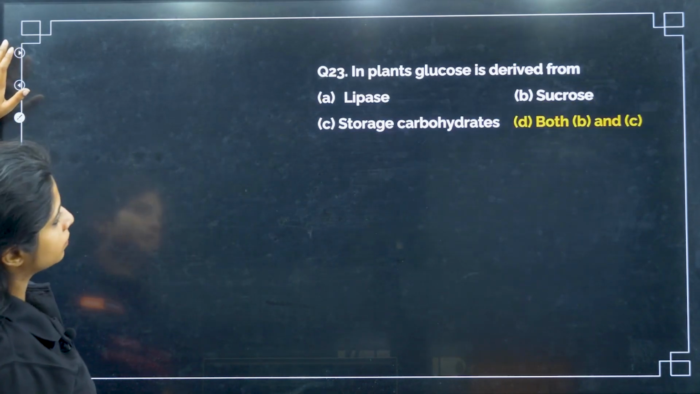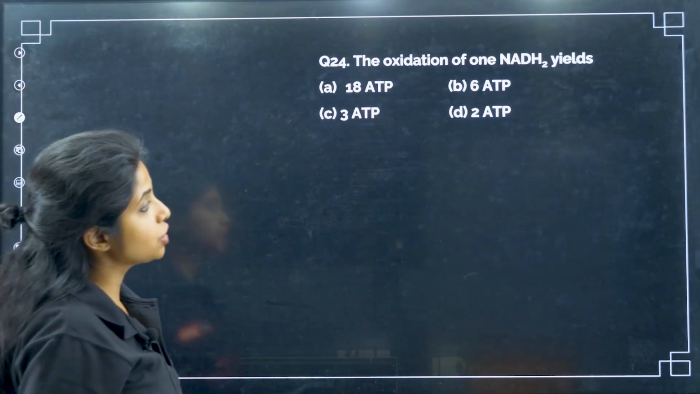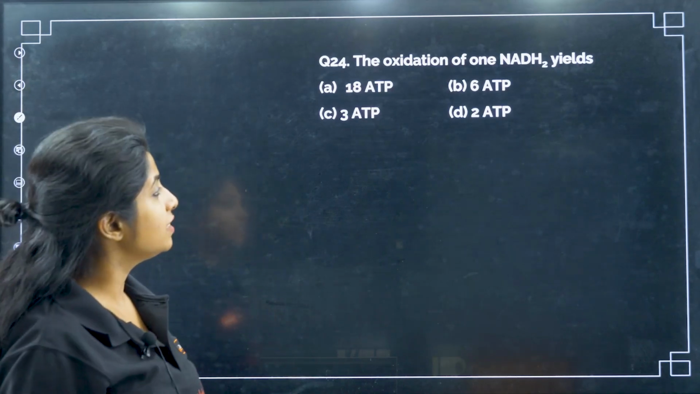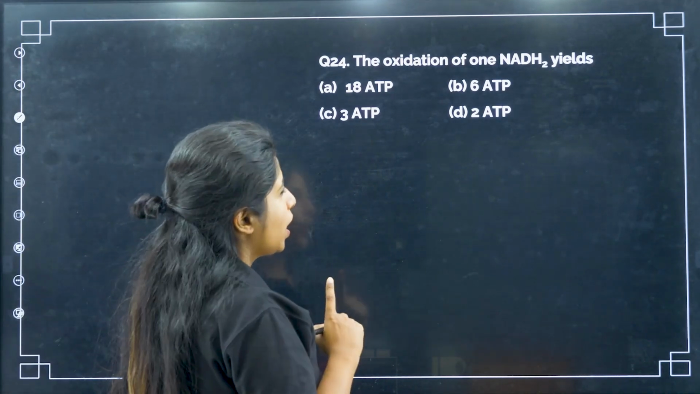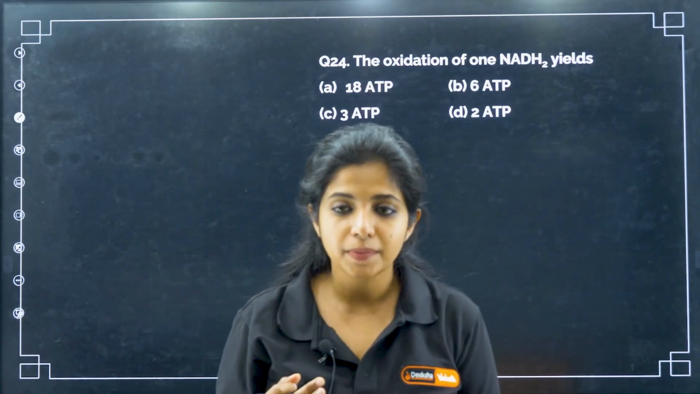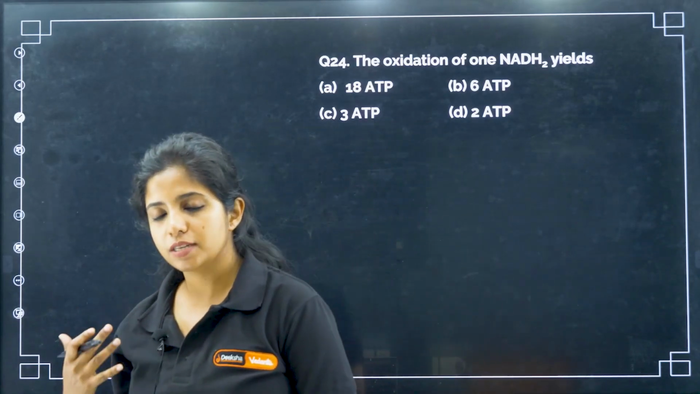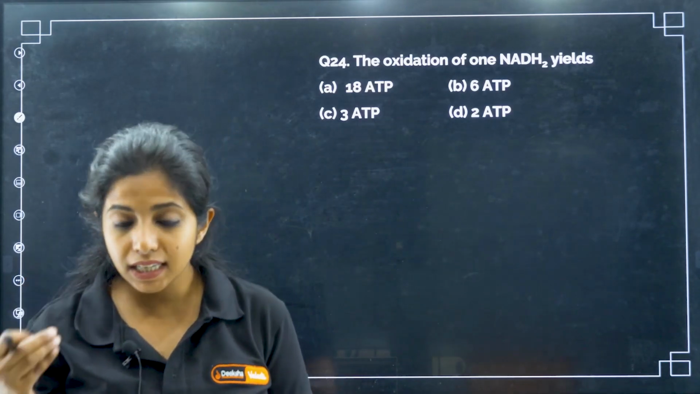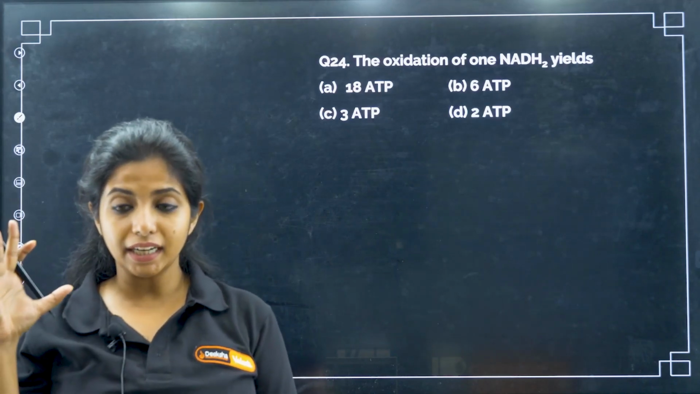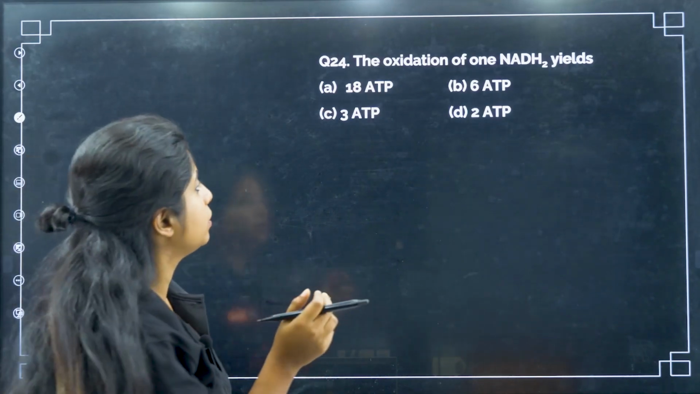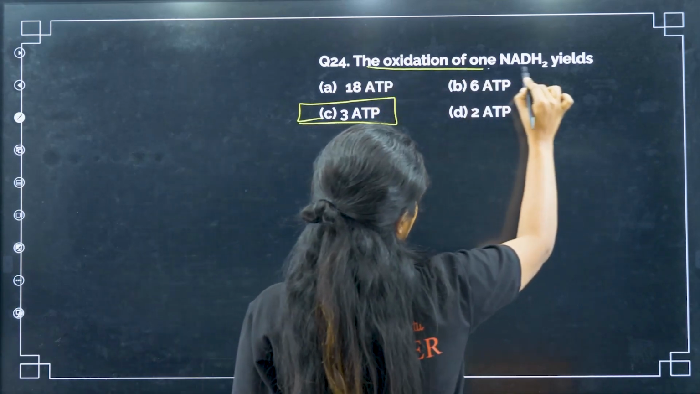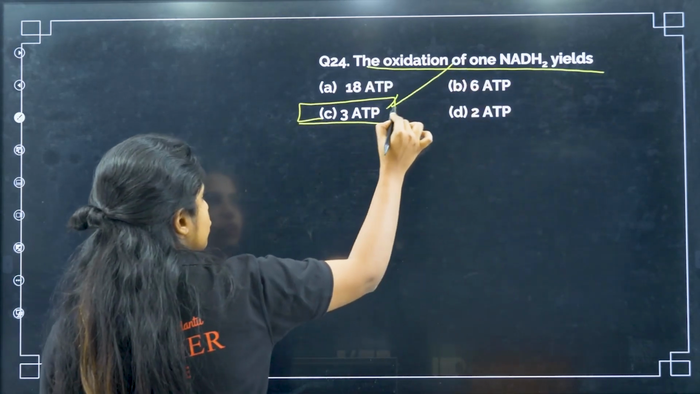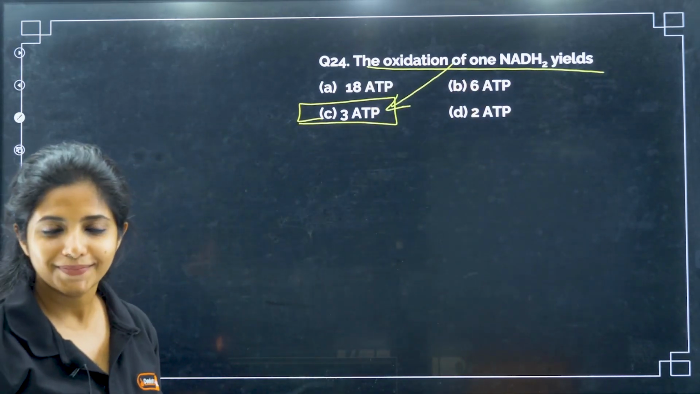Okay. Now, the oxidation of one NADH2 yields what? How many ATP molecules? I'll say roughly 2.5 ATP, but for theoretical exam purposes, we definitely say 3 ATP molecules. Not 18 ATP, it's not 6 ATP, it's not 2 ATP also, it's 3 ATP molecules. So oxidation of one NADH2 yields 3 ATP molecules. Okay?